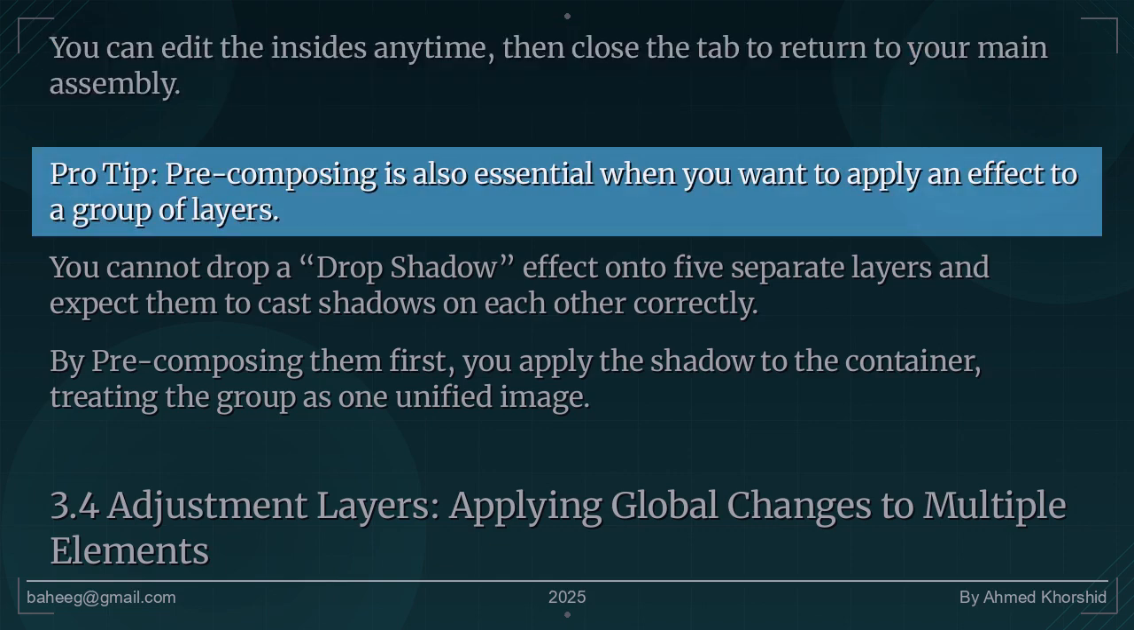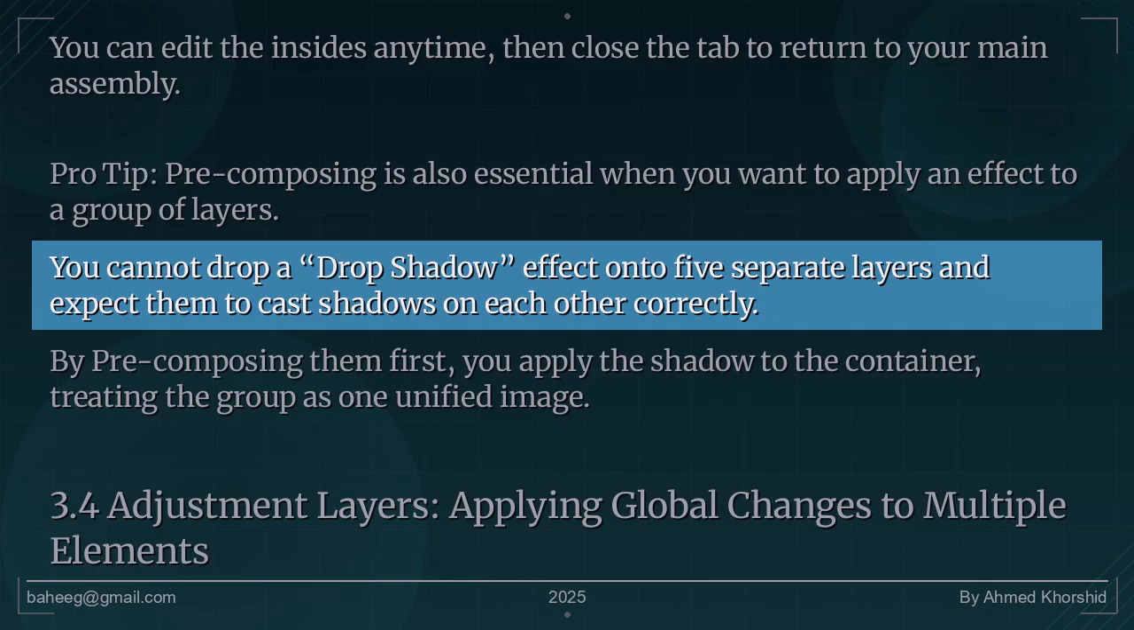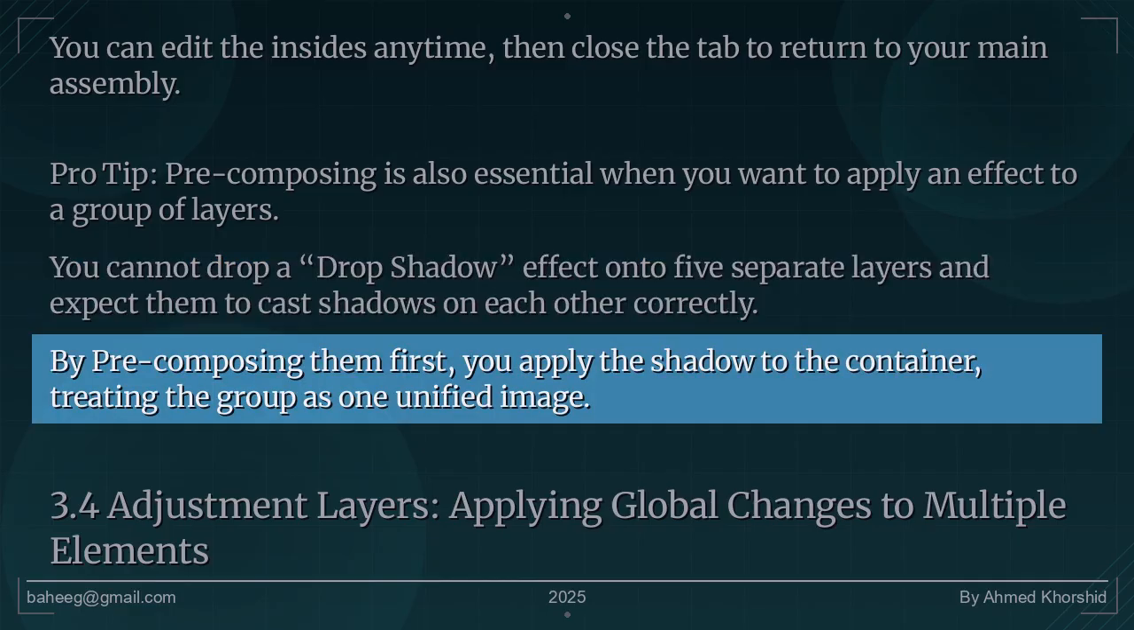Pro tip: precomposing is also essential when you want to apply an effect to a group of layers. You cannot drop a drop shadow effect onto 5 separate layers and expect them to cast shadows on each other correctly. By precomposing them first, you apply the shadow to the container, treating the group as one unified image.